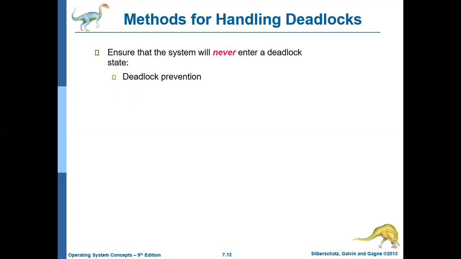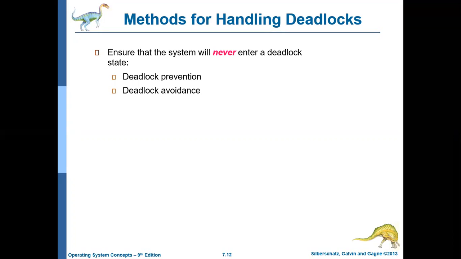So there are three things we can do with deadlock. The first is we can prevent the deadlock. That means we can ensure that a deadlock never happens. There are two techniques to make sure that the system will never enter a state of deadlock, called the deadlock prevention technique and the deadlock avoidance technique.